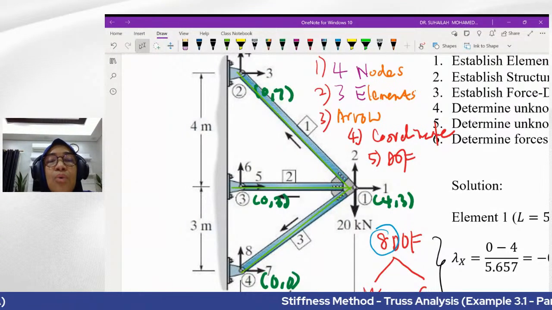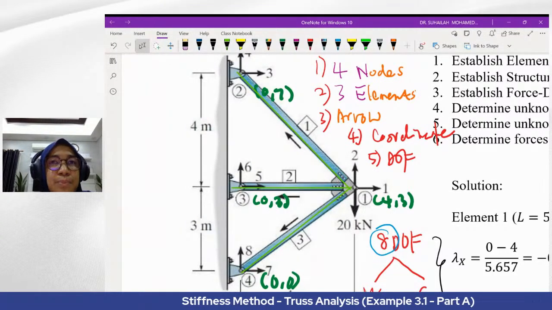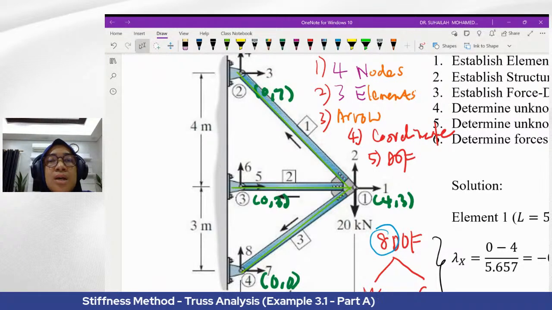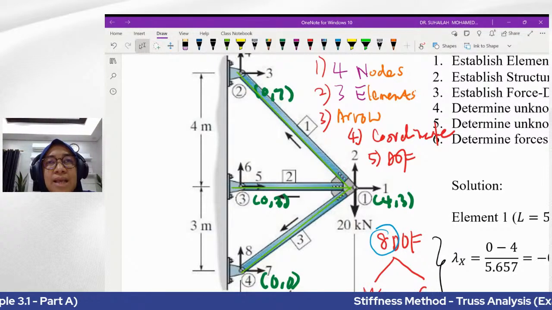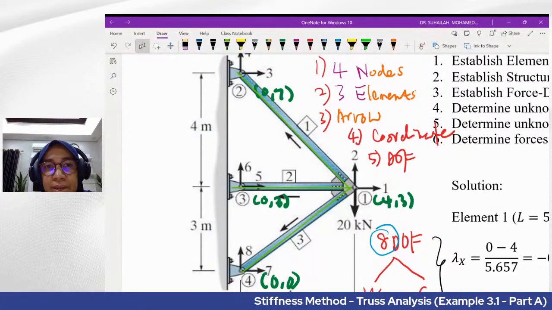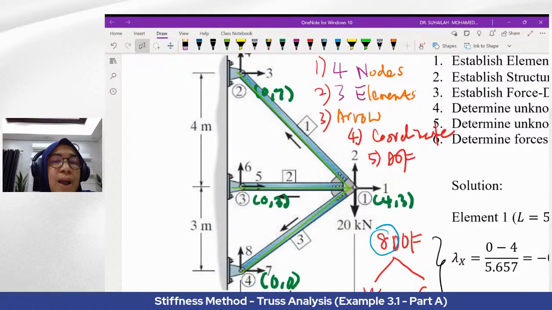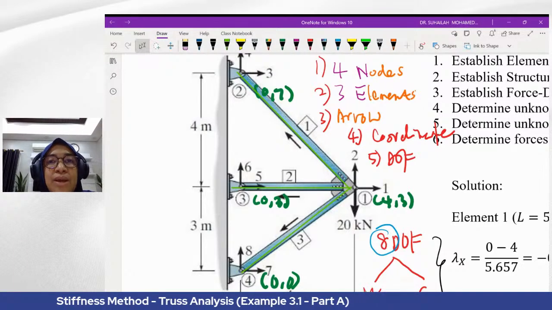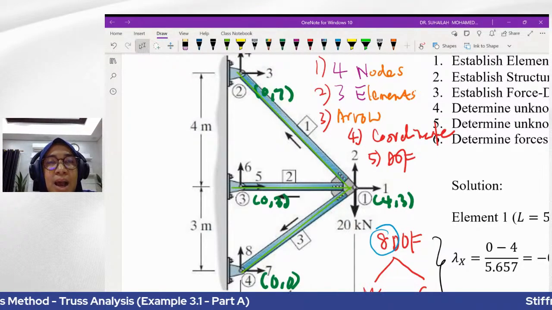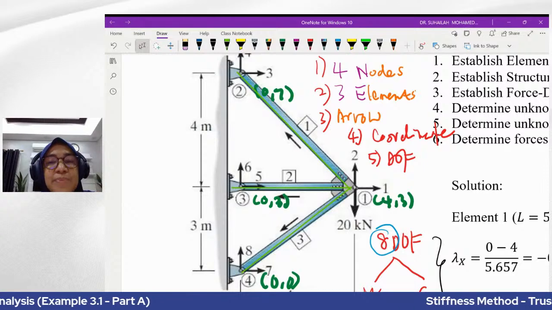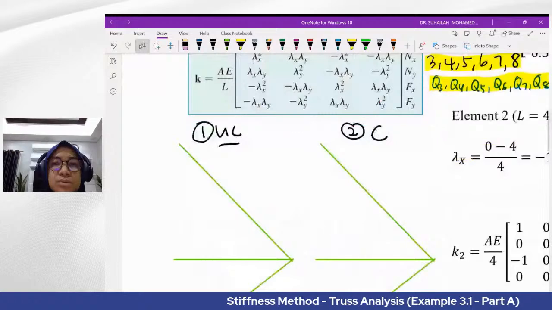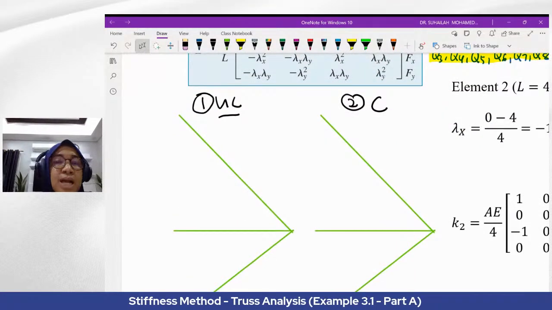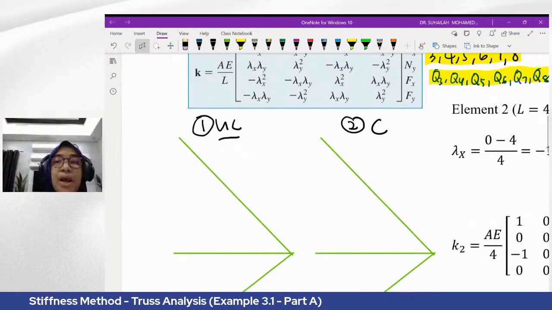Now we will label the reaction at the support, but we must use the direction according to the sign convention, x and y. The x and y components must be in the right direction and upward direction respectively. So what we need to do? There are 3 pin supports.